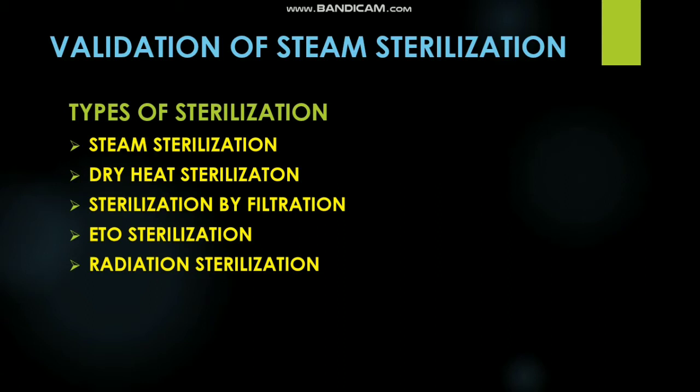These are the types of sterilization. Steam sterilization, of which we are talking about. Then dry heat sterilization is there, in which sterilization is done at very high temperature. Filtration is also used as a sterilization process. In our injectable preparations, we must have seen that the solutions are filtered through 0.22 micron filters. That is nothing but sterilization by filtration. Then ETO sterilization is there, which is used widely for sterilization of articles. Radiation sterilization is also used in industry very widely.